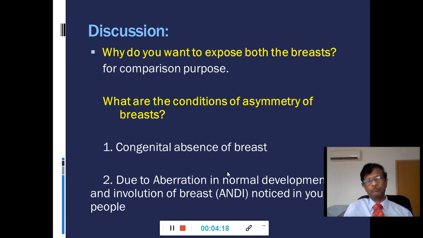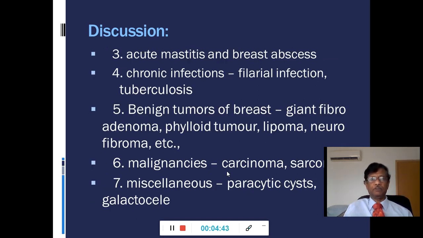Huge tumors and infections. Not only that, we can see asymmetry in congenital absence of one breast, amastia. This may happen very rarely, but still it is a condition which has been described. Second is ANDI, due to aberration in normal development and involution of the breast, noticed in young people, which may result in asymmetry of the breast. Third, acute mastitis or a breast abscess may result in asymmetry.